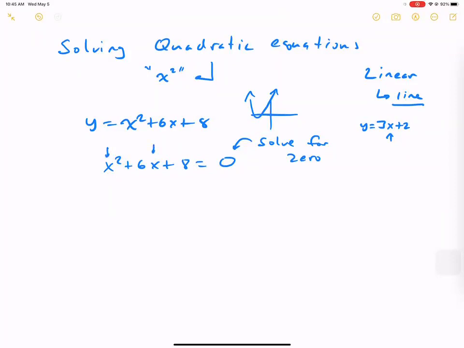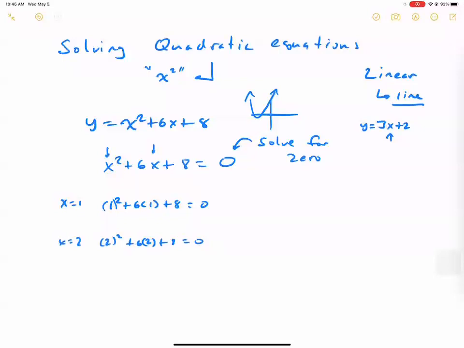Now, let's start guessing some. If I guess 1, if x equals 1, let's plug in 1 squared plus 6 times 1 plus 8. Okay. Would that be 0? What if I plug in 2? x equals 2. 2 squared plus 6 times 2 plus 8. Would that become 0?